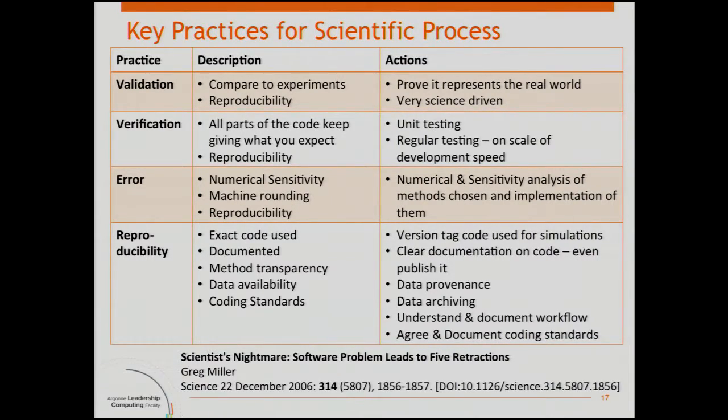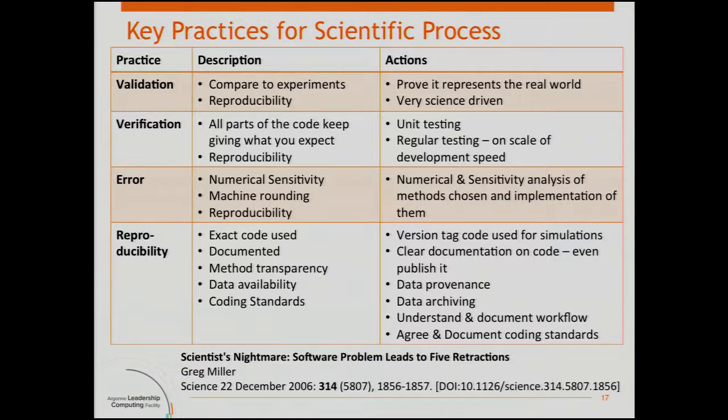You know, can I see the code that you used to do that? Can you run those results again? Can you do that a year later? And I would argue this is a very crucial part to the scientific process, right? Being able to reproduce results is crucial. And so you need to track the information needed for reproducibility.